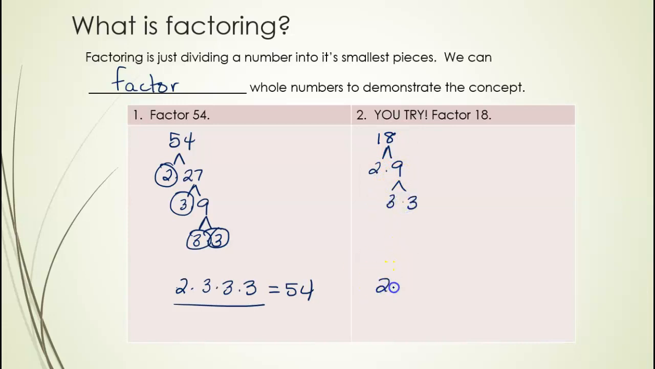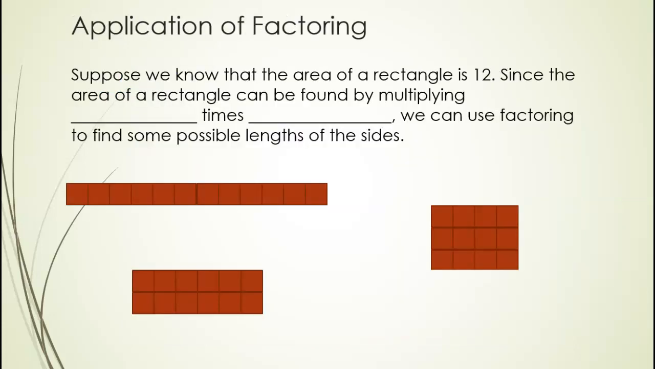So the factors of 18 are 2 times 3 times 3, and those multiply together to make 18. So let's talk about an application of factoring. Suppose we know that the area of a rectangle is 12. Since we know that the area of a rectangle can be found by multiplying length times the width, we can use factoring to find some possible lengths of the sides.